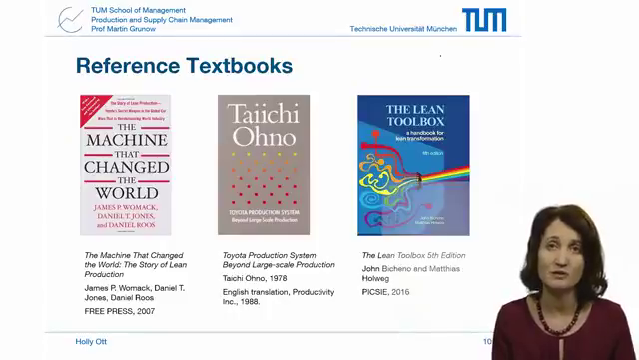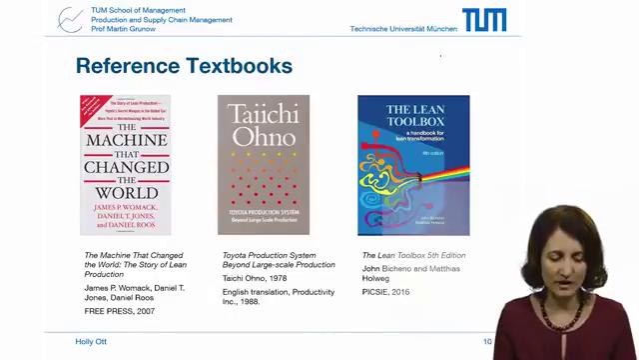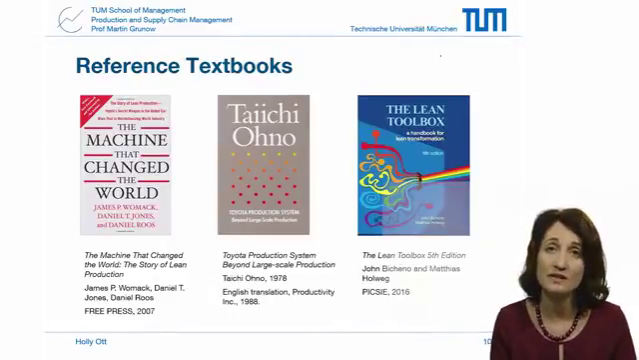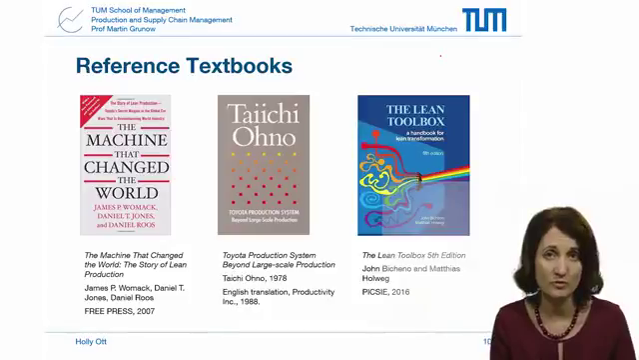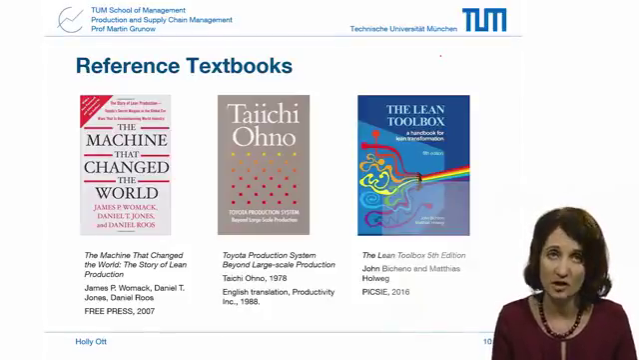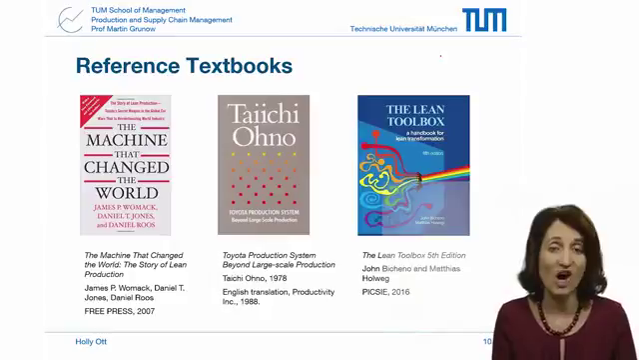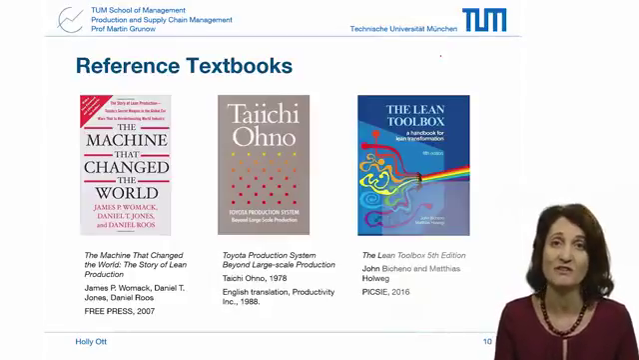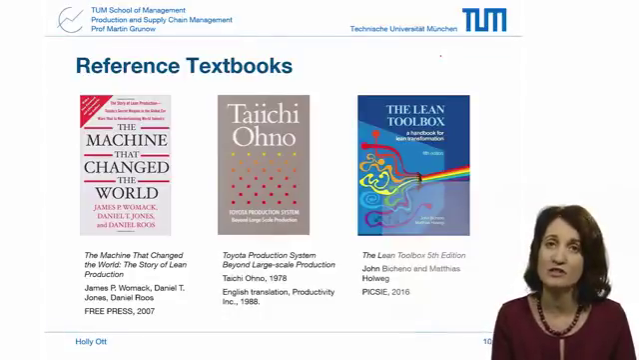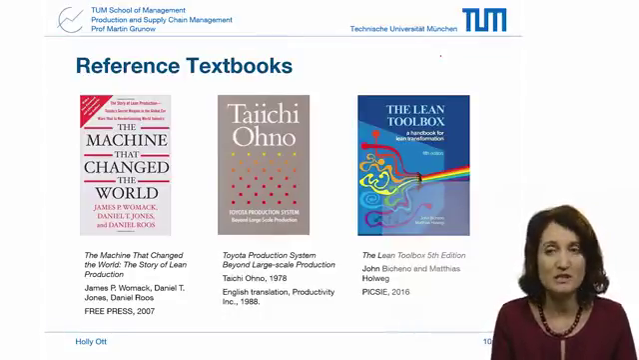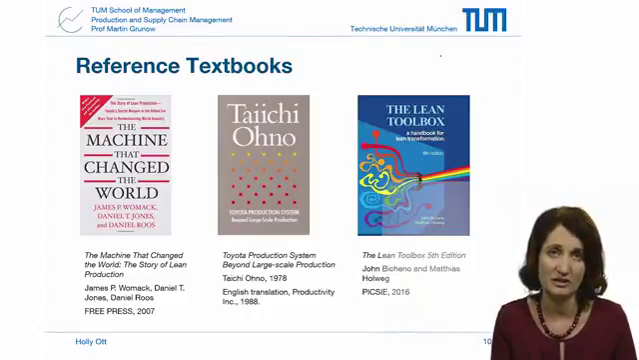There are many, many good textbooks on lean. If you're interested in further reading, though, we would recommend The Machine That Changed the World, The Story of Lean Production. It was first published in 1990. This is the 2007 edition by authors Womack, Jones, and Roos. Here, the machine is, of course, the automobile. And so for anyone interested in car manufacturing, this is a must-read. It gives a fascinating background on the history of mass production and, of course, the Toyota production system. And it was the result of a very extensive 5-year study by the Massachusetts Institute of Technology.